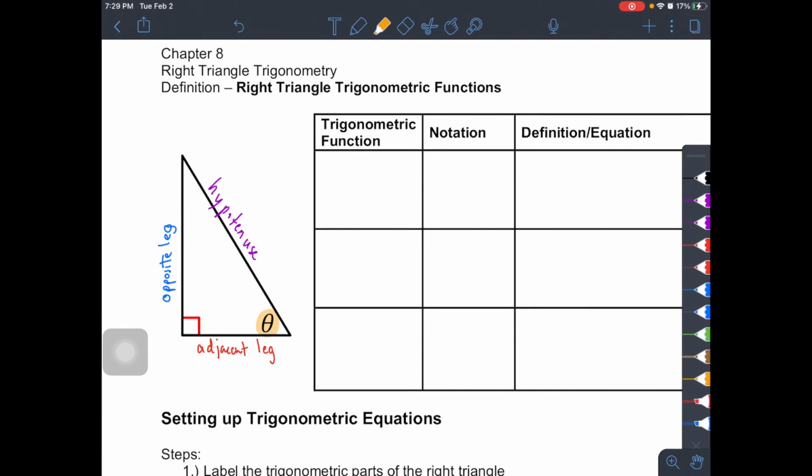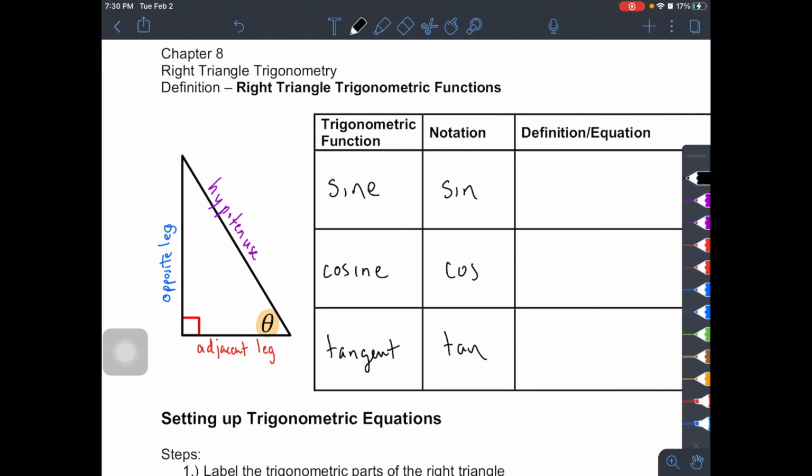So we have three trigonometric functions. Their names are sine, cosine, and tangent. They're abbreviated as sin, cos, and tan. You may have seen those buttons on any kind of scientific calculator. Usually if your calculator can perform these types of functions, that's what makes it a scientific calculator.